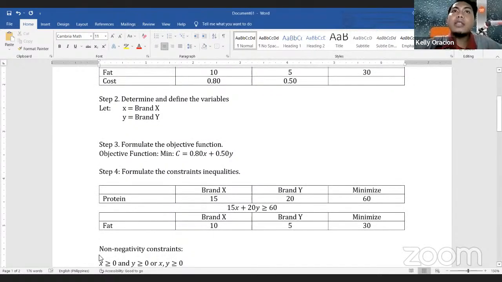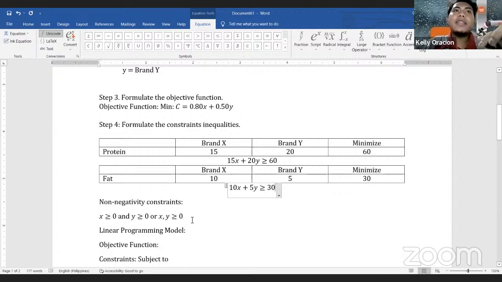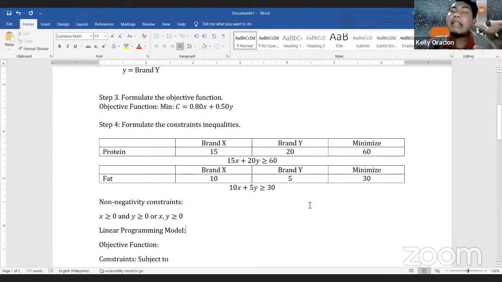So let's create a constraint, or the inequality equation: 10x plus 5y, the symbol is greater than or equal to, and then 30. And then these are the non-negativity constraints here. So we have completed it.